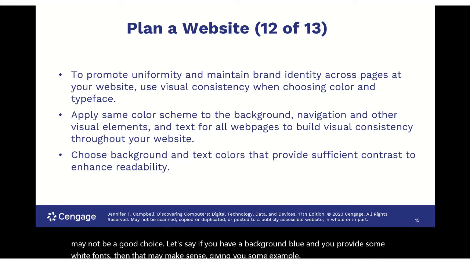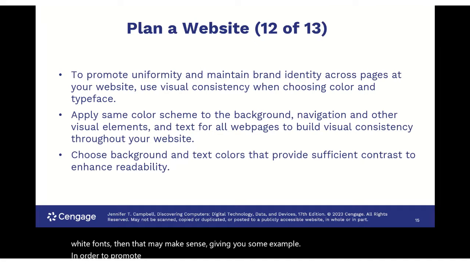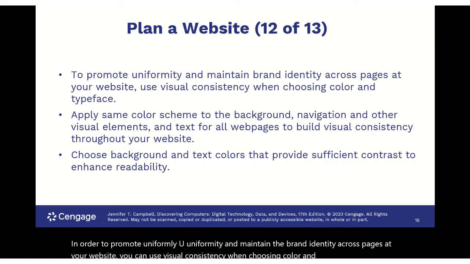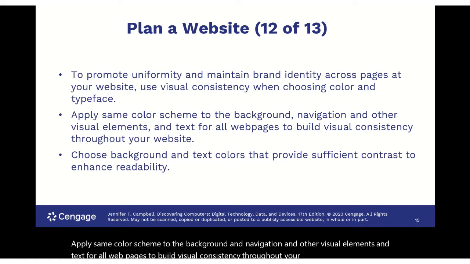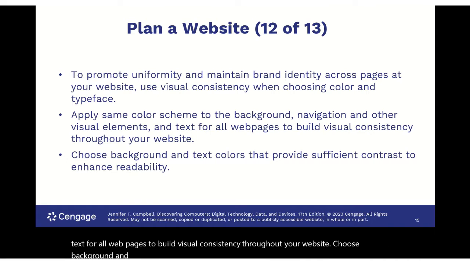In order to promote uniformity and maintain the brand identity across pages at your website, you can use visual consistency when choosing color and typeface. Apply the same color scheme to the background, navigation, other visual elements, and text for all web pages to build visual consistency throughout your website. Choose background and text colors that provide sufficient contrast to enhance the readability.